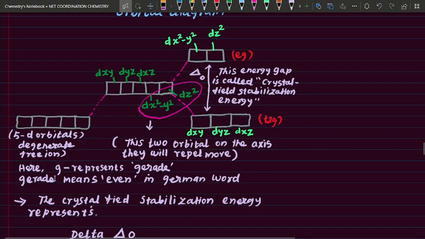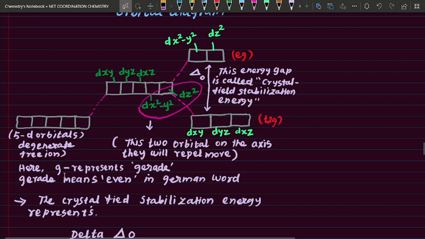See here, these 5 orbitals are going to split: dx²-y², dz², dxy, dyz, dxz. This is going to split into two types when the ligand approaches. Here the 5 orbitals are degenerate in the free ion. This is the free ion.